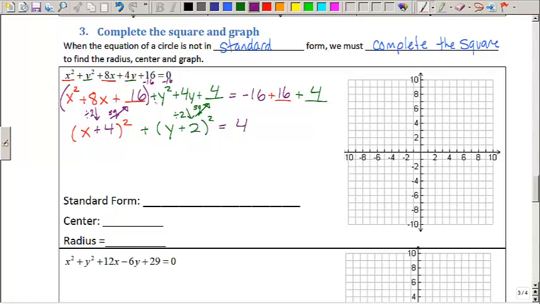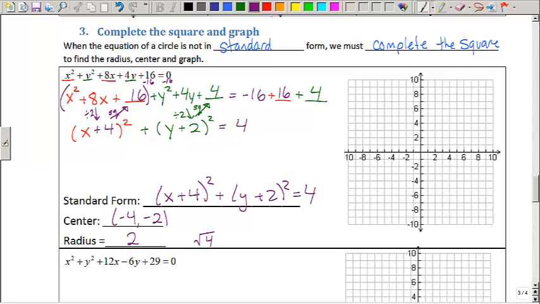And in 2 steps, I've changed my general equation of a circle into the standard form of a circle. X plus 4 quantity squared plus y plus 2 quantity squared equals 4. My center is going to be the opposite of positive 4 or negative 4, comma the opposite of positive 2 or negative 2. And my radius is the square root of r squared. The square root of 4 is 2.